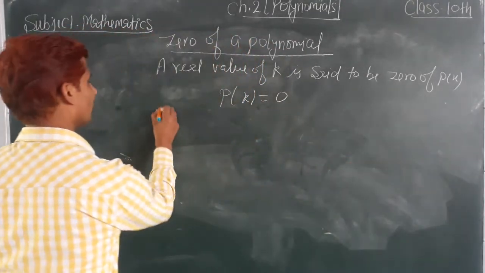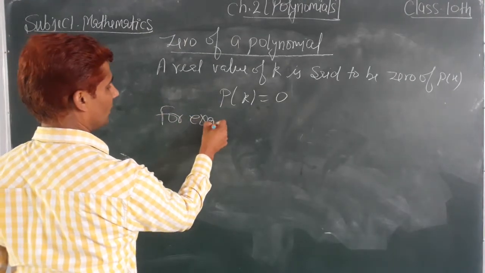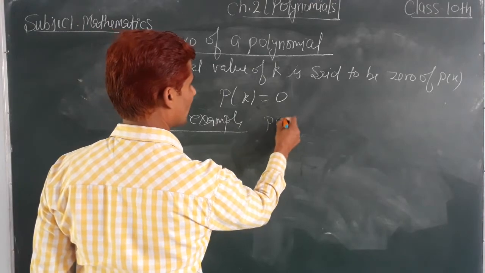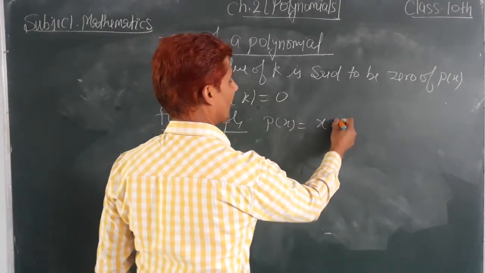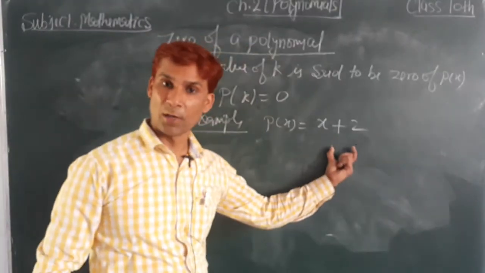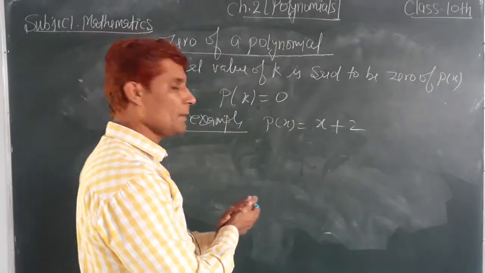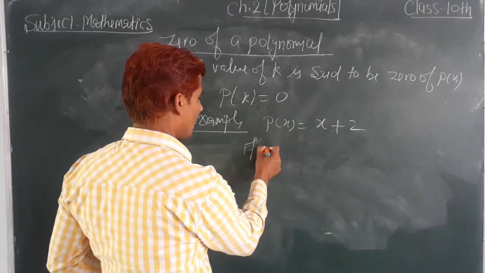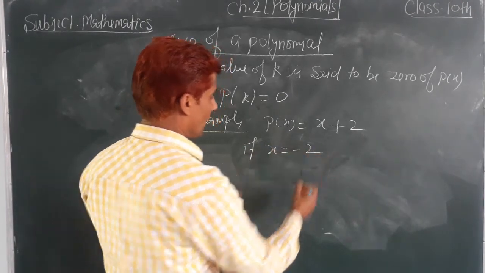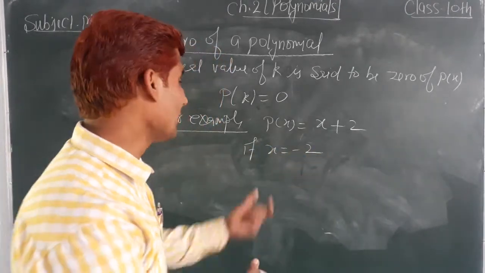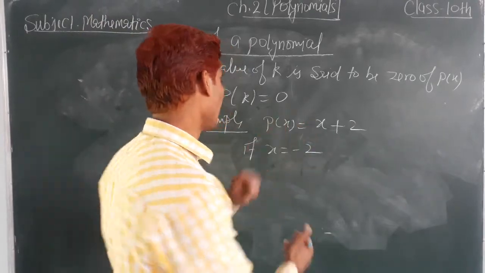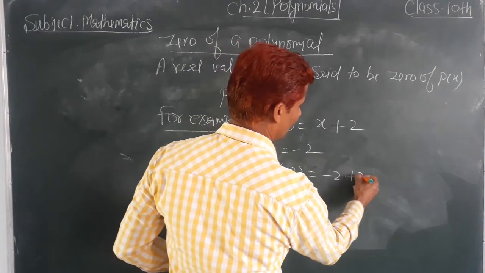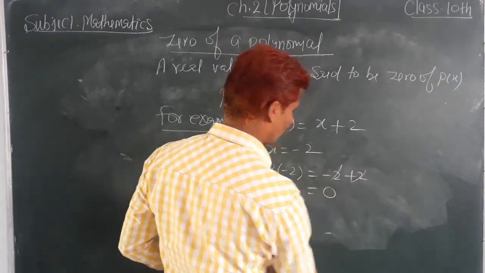For example, a polynomial is given, suppose p(x) equal to x plus 2. This is the linear polynomial. If we put the value of x equal to minus 2 in this polynomial, then minus 2 plus 2, 2 से 2 cancel, what becomes 0.